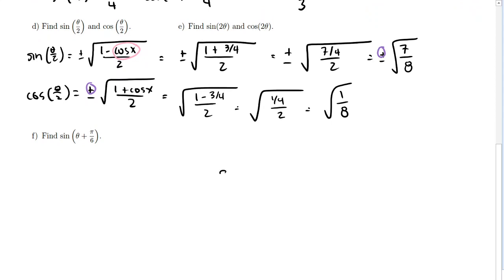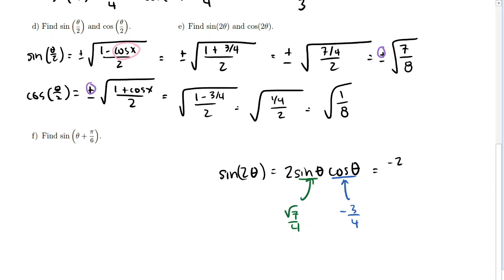Here, let's evaluate sine of 2 theta. Well, that's based on the double angle identity for sine. That's 2 times sine of theta times cosine of theta. And so earlier we saw that sine of theta was square root of 7 over 4. Cosine of theta was negative 3 over 4. And so this comes out to be negative 2 times 3 times the square root of 7 over 16, which is negative 3 square root 7 over 8.